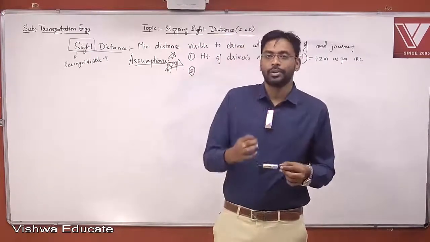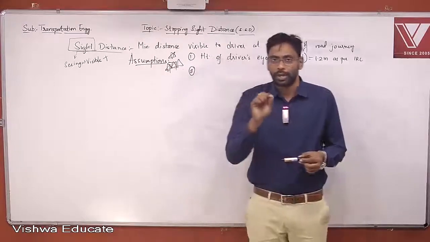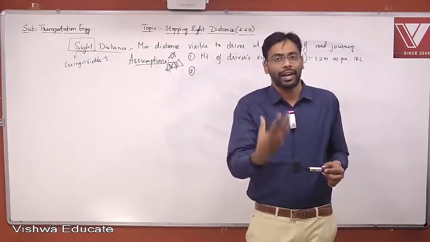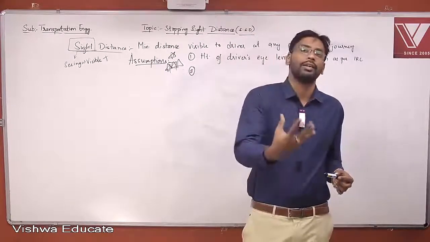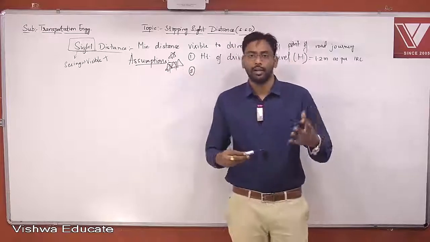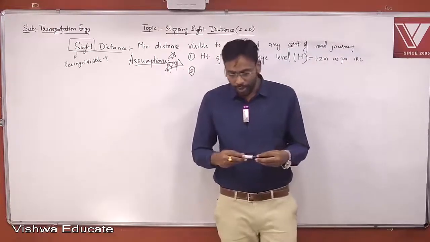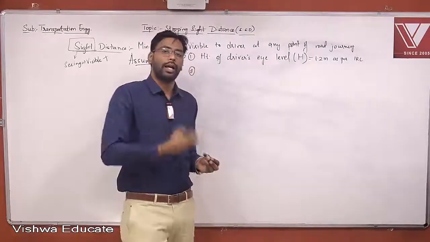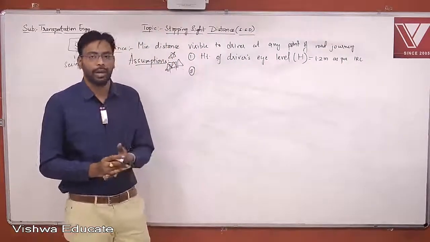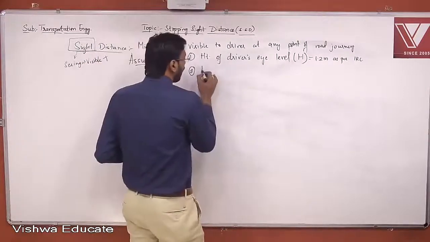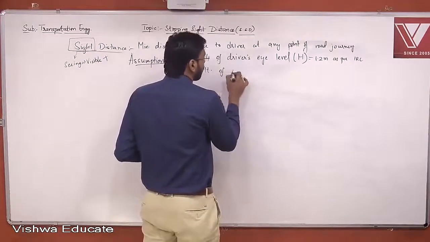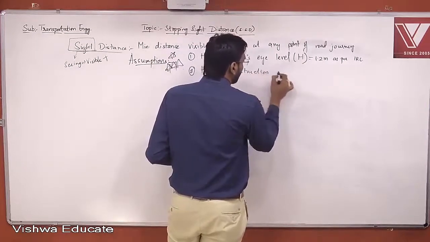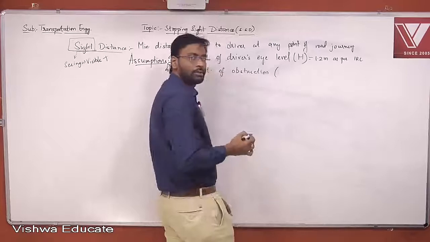So what is an obstruction? Any object over which your vehicle can't climb, over which your vehicle can't move, can be called as an obstruction, right? So what is that height over which your vehicle can't climb? That is the second assumption we make here. So height of obstruction. It is indicated with the small h.